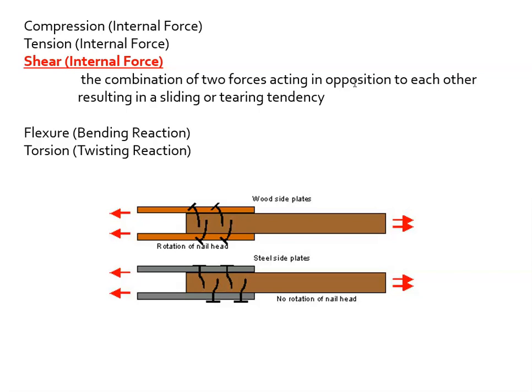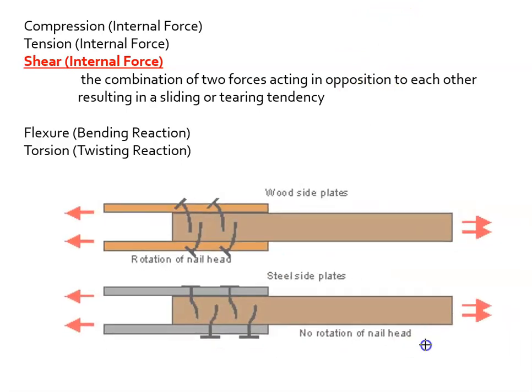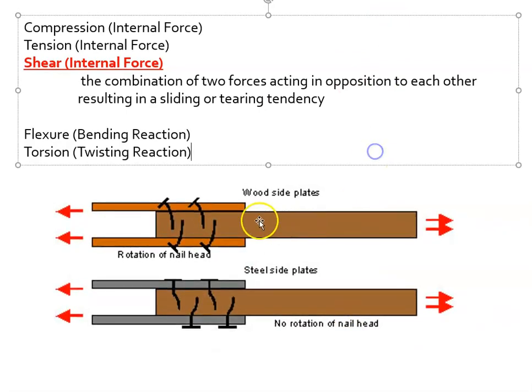Okay, so this is a diagram of wood plates and steel plates. The specifics we don't care about so much, but what we have going on is here's a piece of wood being pulled in that direction. Here it's flanked by these two that are being pulled in that direction. And these fasteners right here, which are nails in both cases, are experiencing shear.